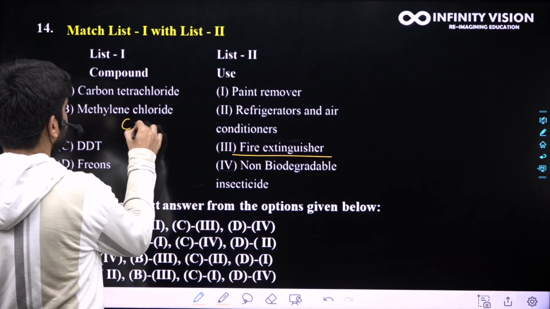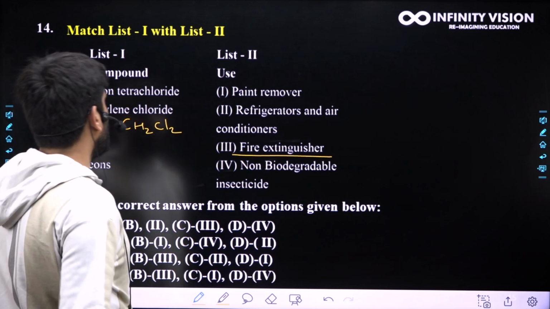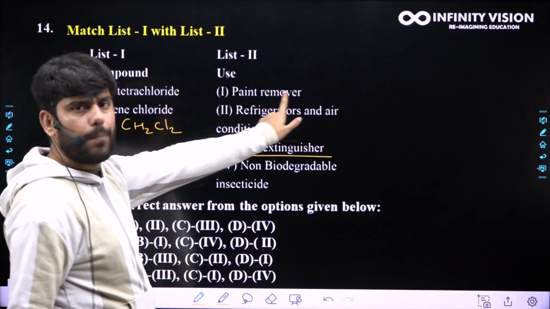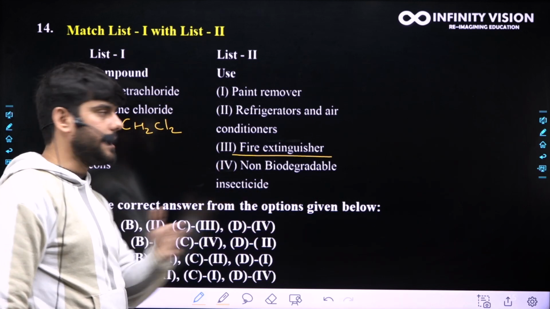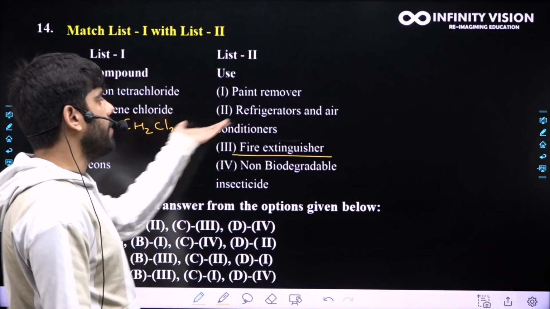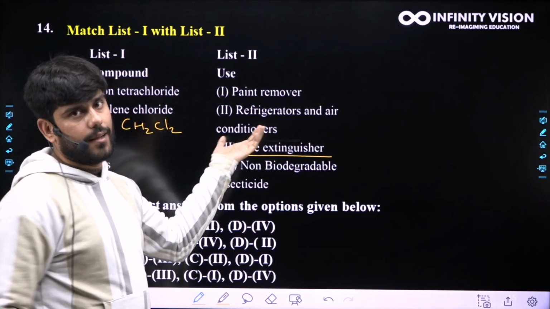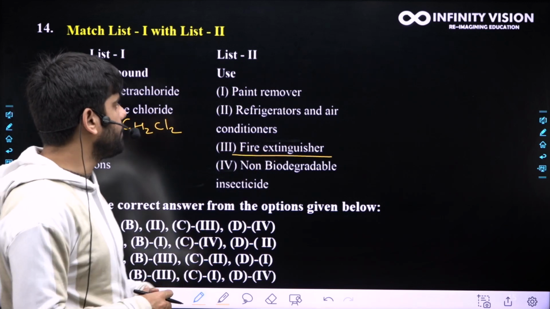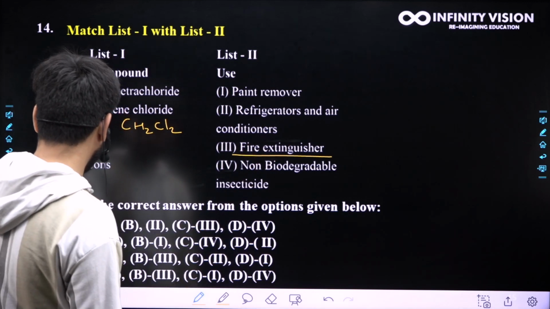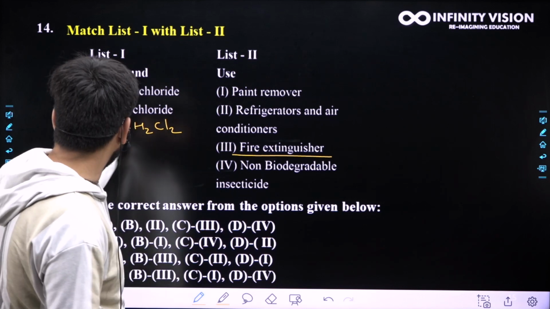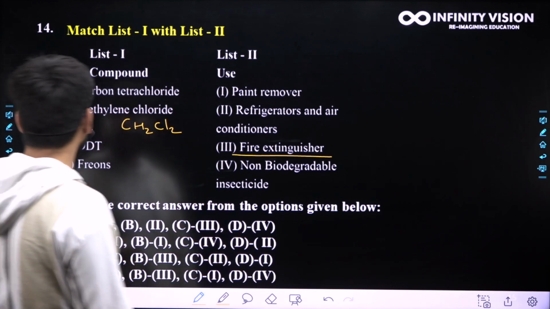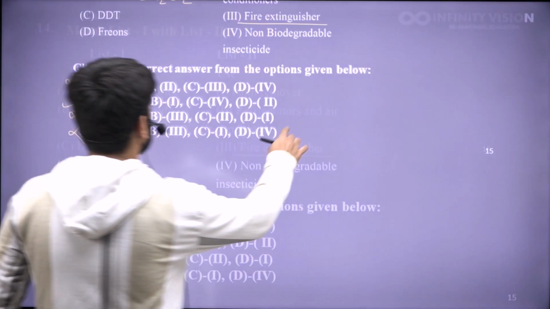Methylene dichloride, that is CH2Cl2. It is used as a paint remover. DDT, we know that it is a non-biodegradable insecticide. And freons are used in refrigerators and in air conditioners, right? All right. So A goes with third, B with what? C with fourth. Yes, absolutely correct. Okay. Let us see the next question.